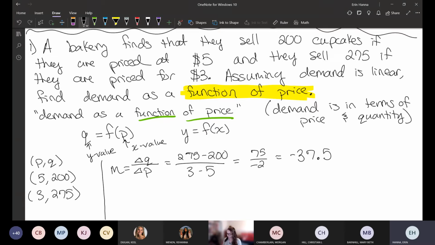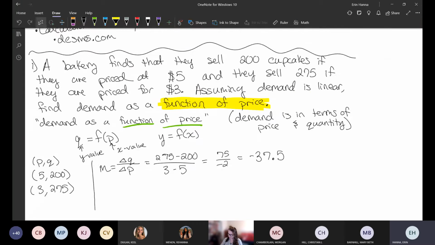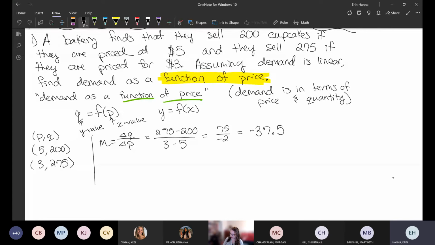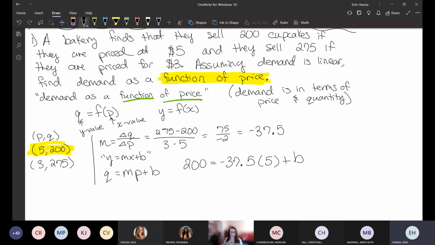Once we have our slope, you pick whichever point makes you happier and plug it into your, technically y equals mx plus b, but if we use our correct notation and our correct variables here, it will be q equals mp plus b. So I'm going to pick the 200 point because I like it better. You should get the exact same value if you use the other point. So you plug them into the y equals mx plus b, q equals mp plus b format.